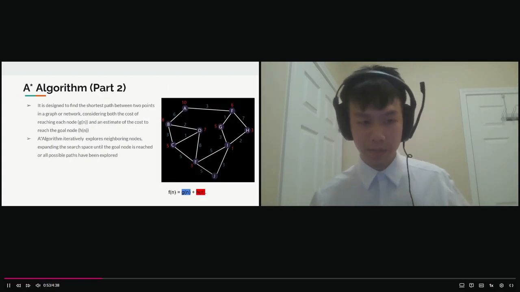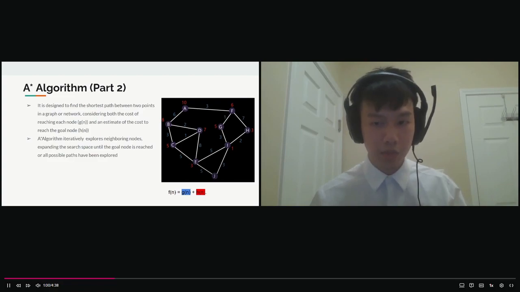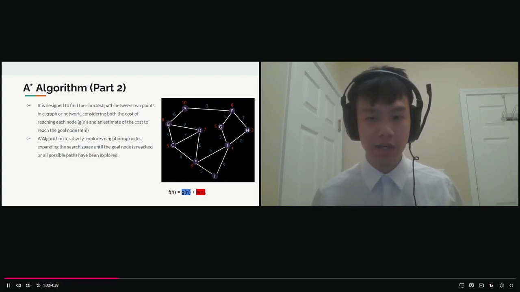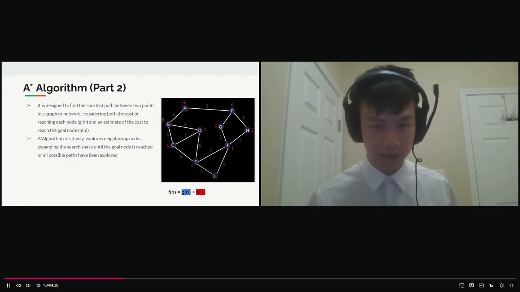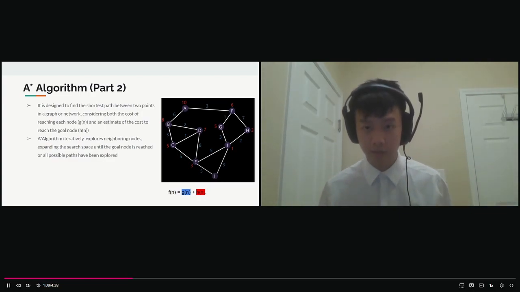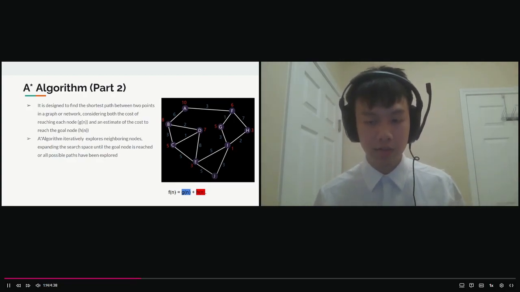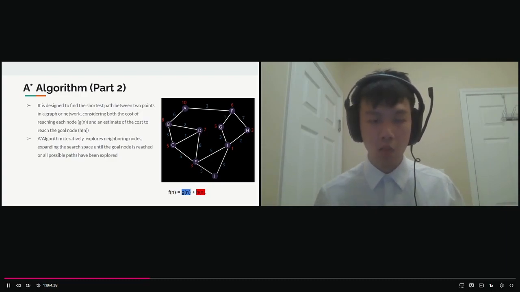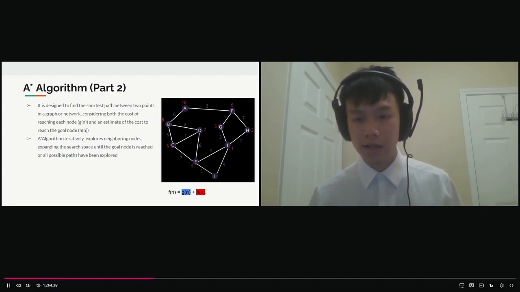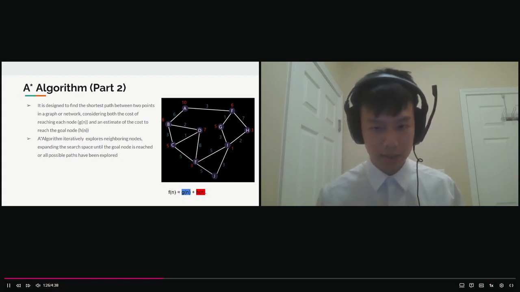Continuing from what I mentioned previously, in the picture I have attached in this slide, the g of n function is represented by a blue number, while the function h of n is represented by a red number. And the importance of these two functions is, for the function g of n, to ensure that the algorithm prioritizes nodes based on the actual distance traveled, while the function h of n guides the search toward the goal by estimating the remaining distance.